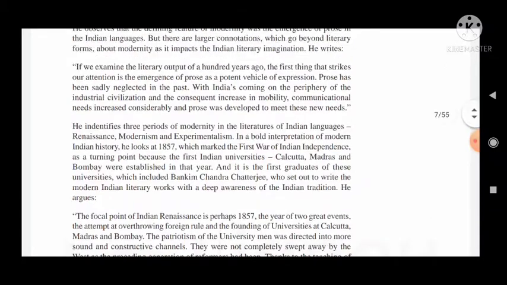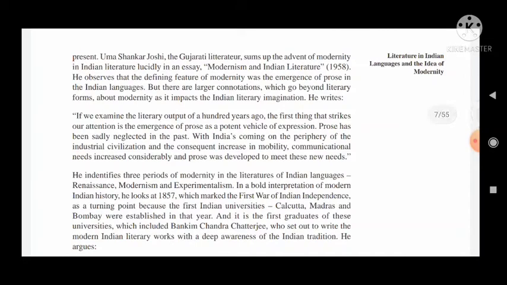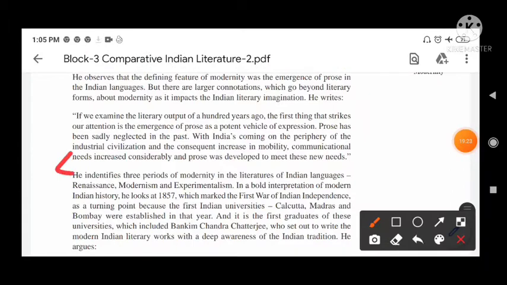So, who identifies the three periods? That is Umashankar Joshi, the Gujarati writer. Modernism and Indian Literature was his book, published in 1958, and he identifies three periods of modernity in the literatures of Indian languages, that is Renaissance, Modernism and Experimentalism. Here is the main key point, you can note it down.